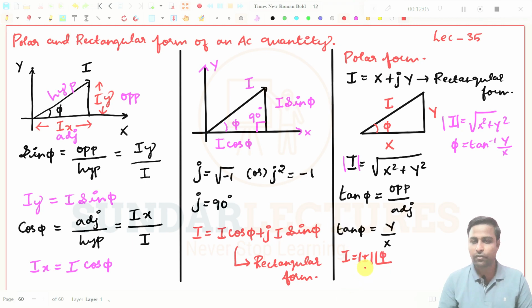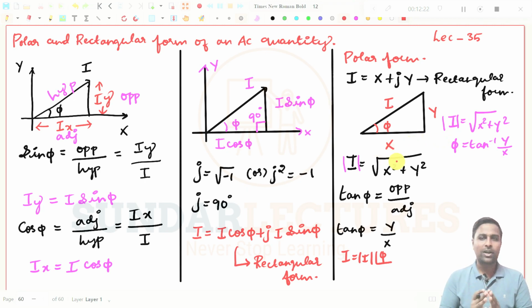So how will you find the modulus of I? By using the square root of x square plus y square. And what is the phi value? Phi will be equal to tan inverse of y by x. I am just taking the right angle triangle here. See, it is very interesting, right?